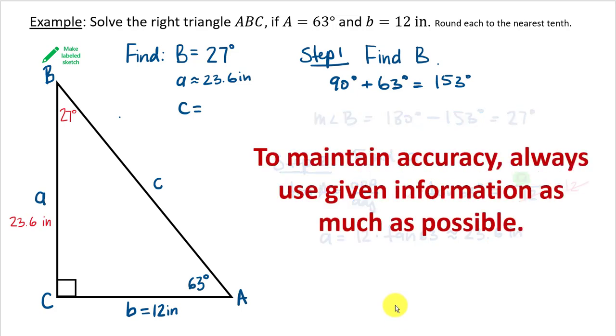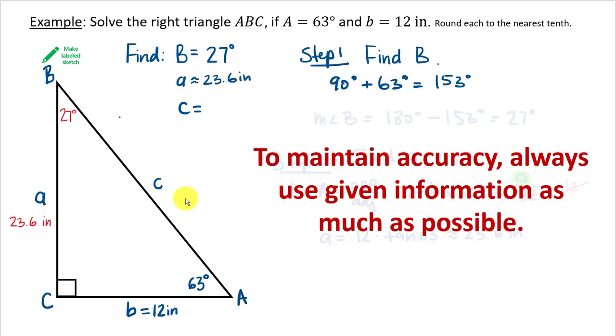To help us decide which option to choose, I'd like to make the following note. When you're solving triangles or doing application problems involving right triangles, to maintain accuracy, always use given information as much as possible. That means that it would be better to find the remaining side C by using given angle A and given side B. So that's where we'll have to use triangle trigonometry.